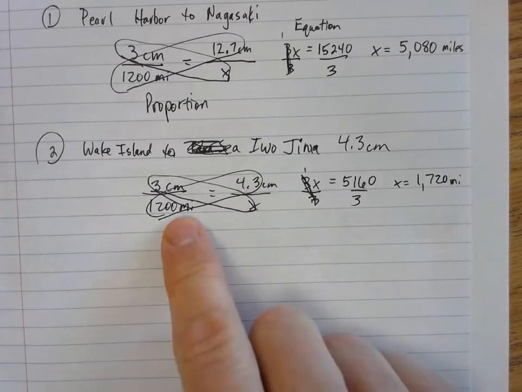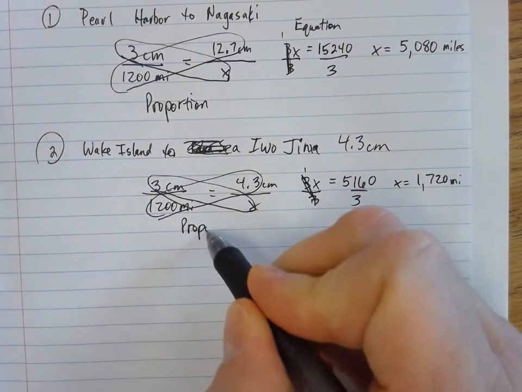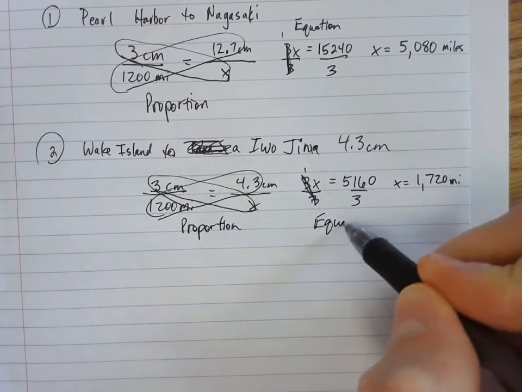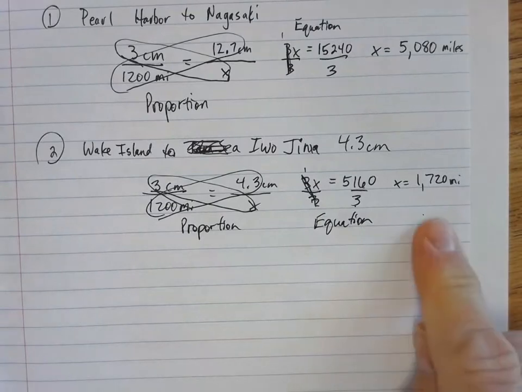Okay, set up your proportion here. Solve that proportion by doing a little cross product action. Get your equation. It's a one-step equation. Divide by 3 on both sides, and then over here you get your correct answer for how many miles it is.